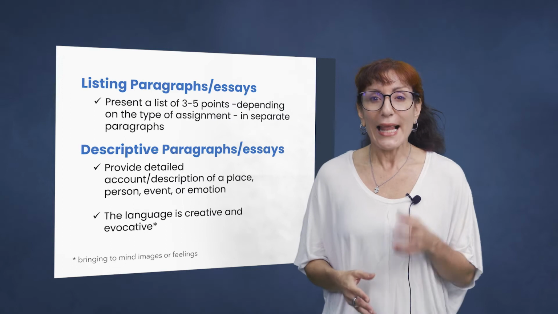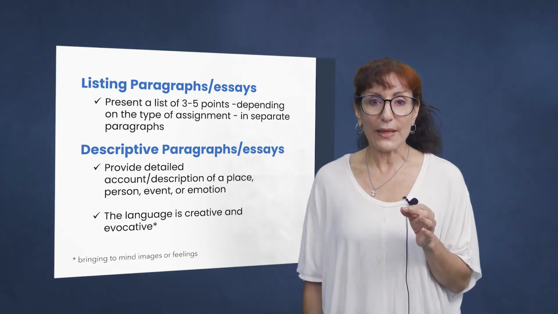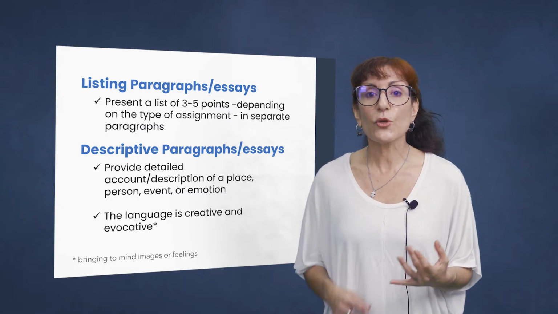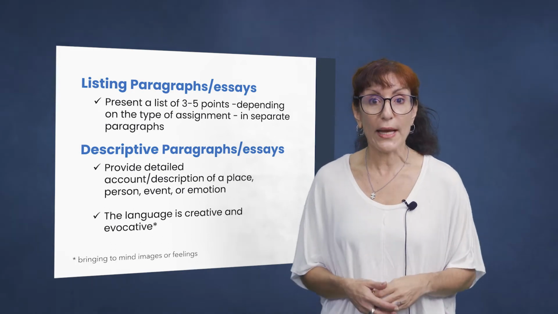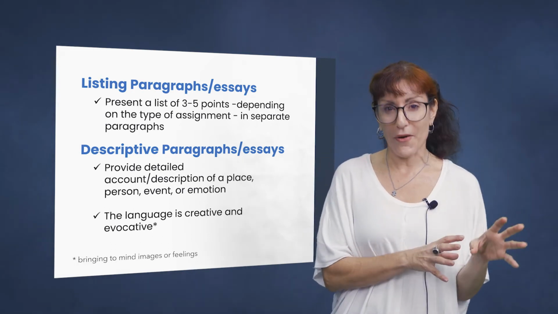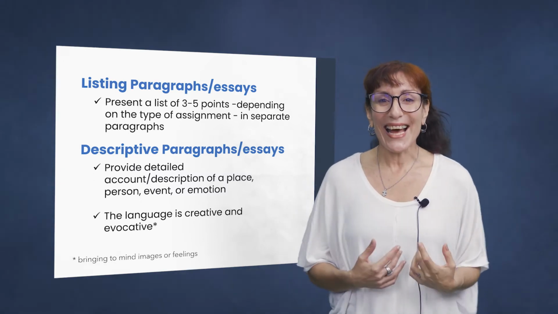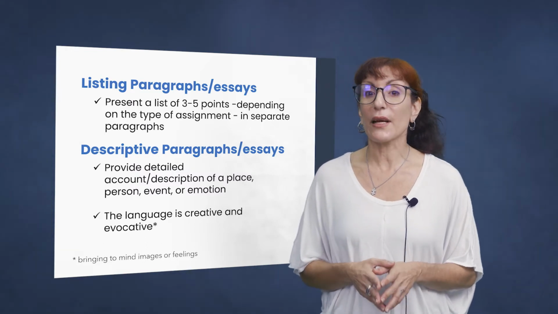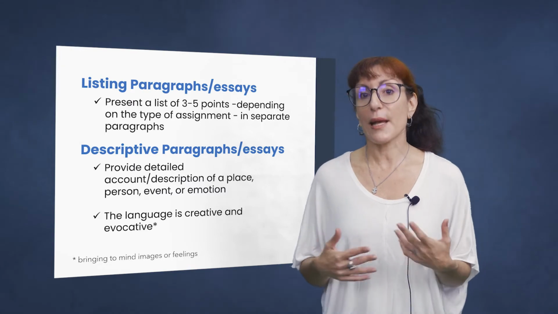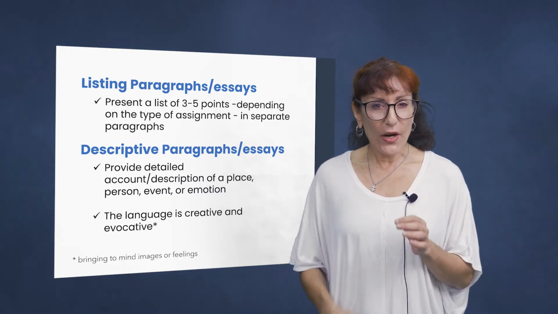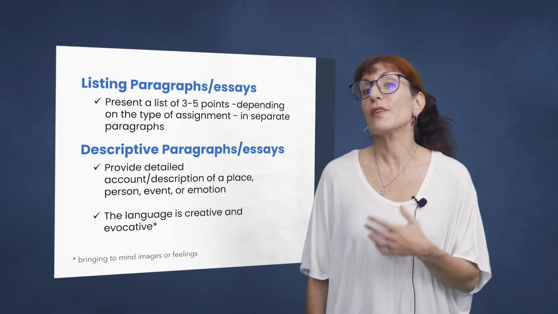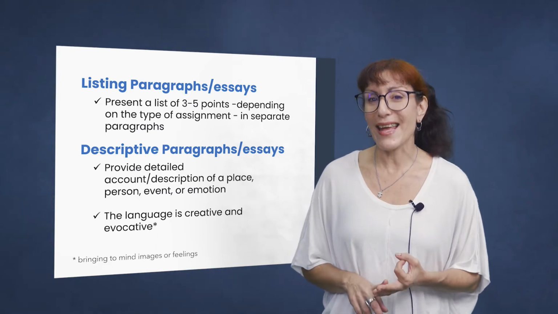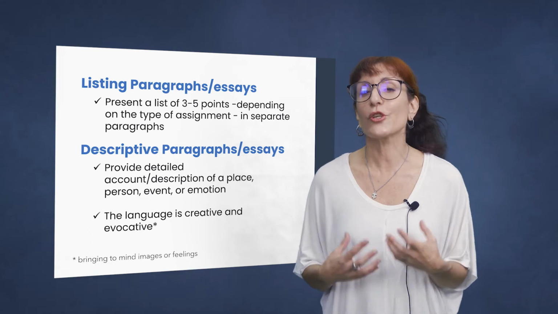To begin with, listing paragraphs are among the simplest and most straightforward types of paragraphs. And as the verb suggests, you have to list at least 3 points about the topic, each point in a separate paragraph. It's clear, right? Now, let's move on to descriptive paragraphs, which can also be relatively simple and uncomplicated when compared to other types of paragraphs. Here, you are asked to give a detailed description of something, and this something is usually a place, a person, an event, or sometimes an emotion or state.